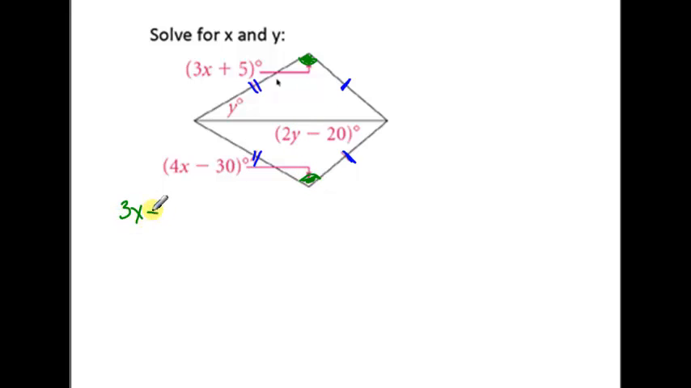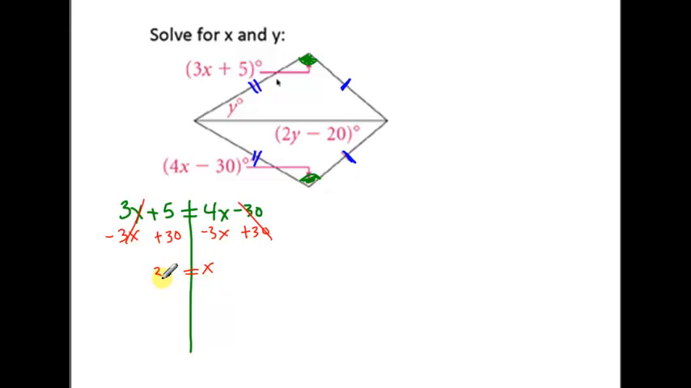So my 3x plus 5, I'm going to set that equal to the 4x minus 30. Let's find x. How about we take away 3x's from both sides so that we can get them together? And let's add 30, putting it over here. Those are gone. So we've got 1x on this side and we've got 35 over here. So the value of x is 35.